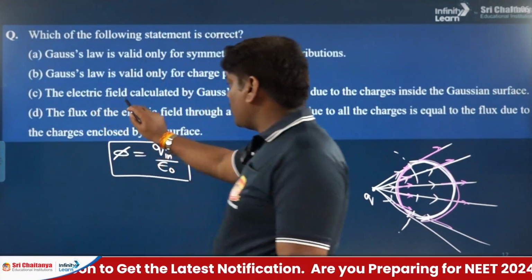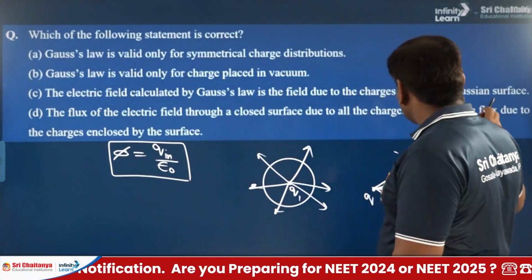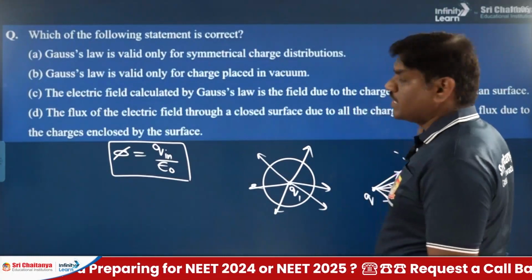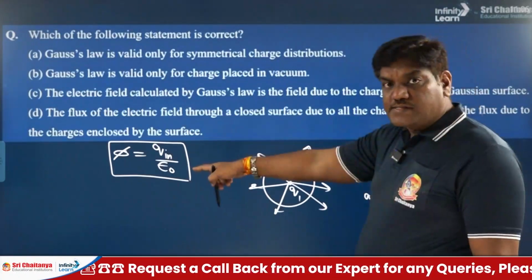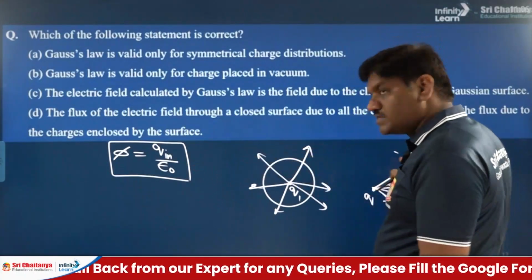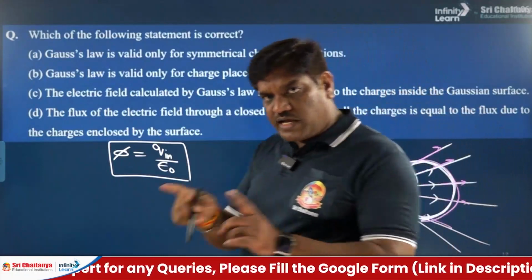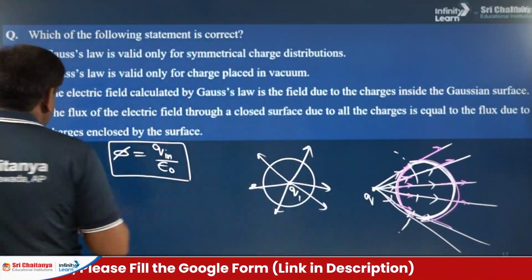But for option C, the electric field calculated is due to the charges inside is wrong, because the field is due to the overall charge, right? Flux is not due to the outer charge, but the field is because of the overall charge, inside as well as outside. So C is also wrong.